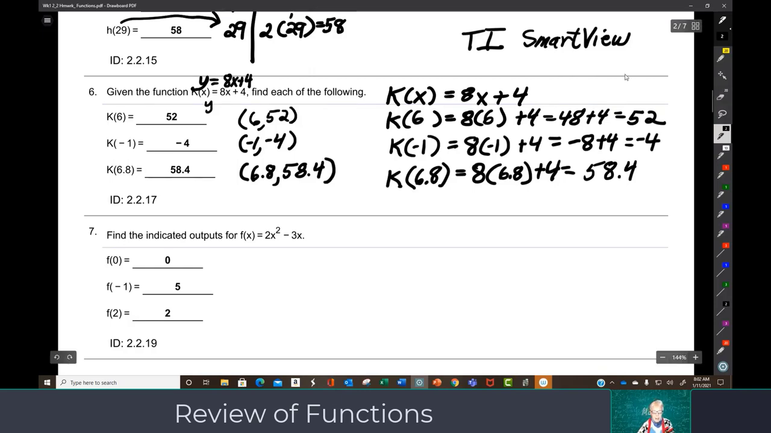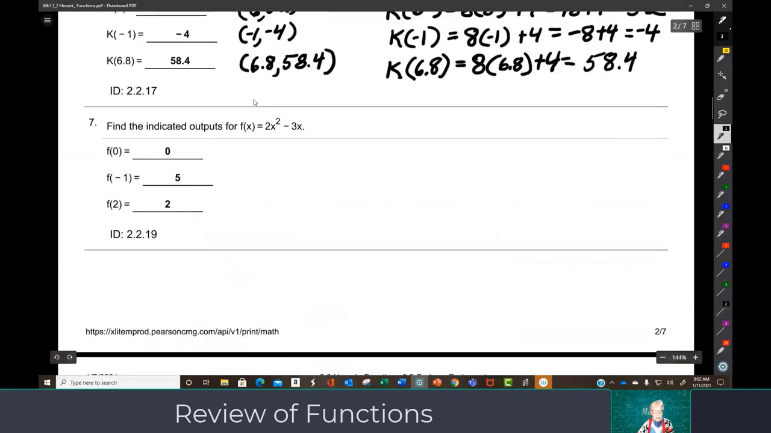Okay, now, let's do this one too, because notice you have variables in two places. You have the X in two places. That means you're going to put these X coordinates in two places. It's also a good chance to learn how to use the calculator. We're going to have f of x equals 2x squared. I'm writing big, so I'll have room to put x in for these numbers. Minus 3x.